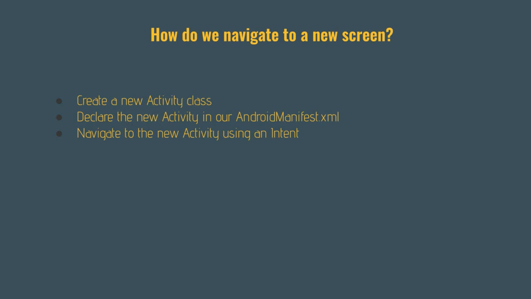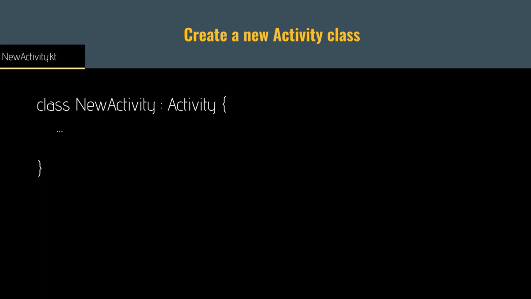So to do that, we will create a new activity class. We will then declare that new activity in our Android manifest file. And then we will navigate to that new activity using an intent. So to create a new activity, we will replicate what we have done with the main activity in our existing application. So we could create a new activity.kt file and then define a new activity which extends from activity. And within that, we will then go on to override things like onCreate, and we will implement the rest of our activity. So hopefully that should be fairly familiar to you.